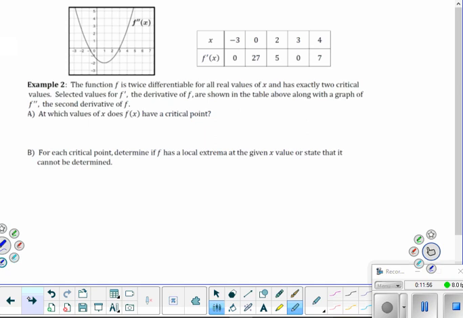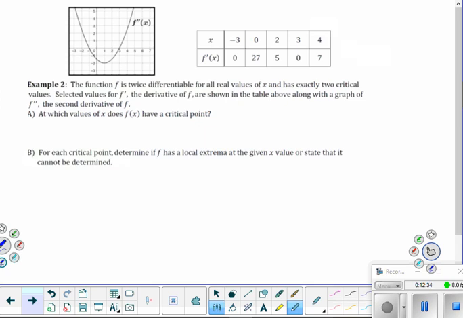So example 2, the function f is twice differentiable. That just means we have a derivative existing for all real values of x on the first derivative and the second derivative. It also tells me I've got nice smooth curves, right? I don't have any pokey places along the way on f or f prime. So it's a nice twice differentiable function, which also means it's continuous, and has exactly 2 critical values. Selected values of f prime, the derivative, are shown in the table. Okay, I see that. Along with the graph of f double prime.